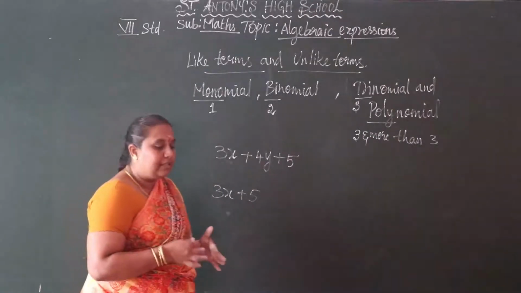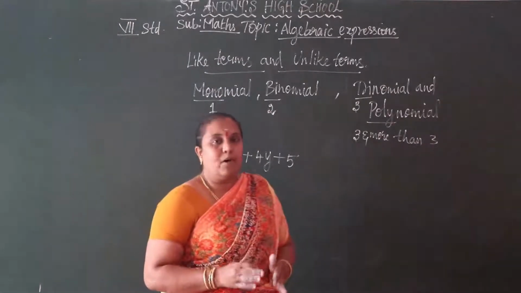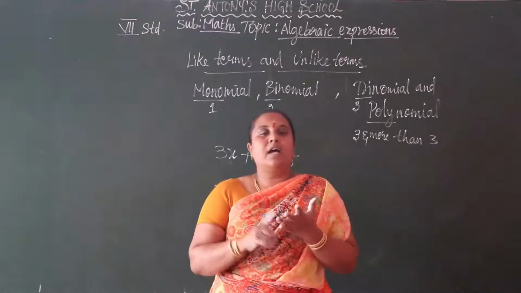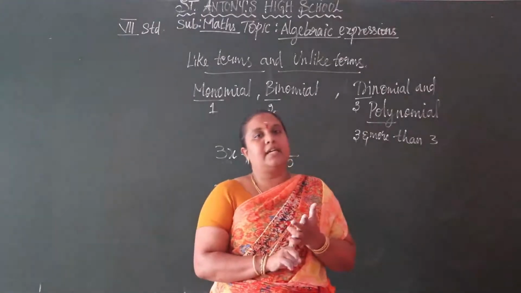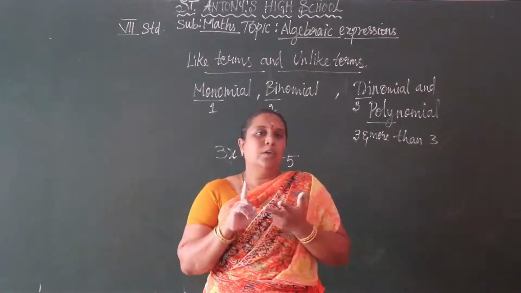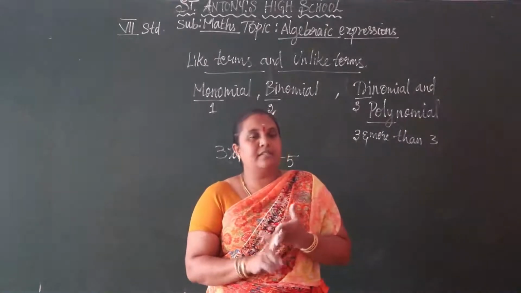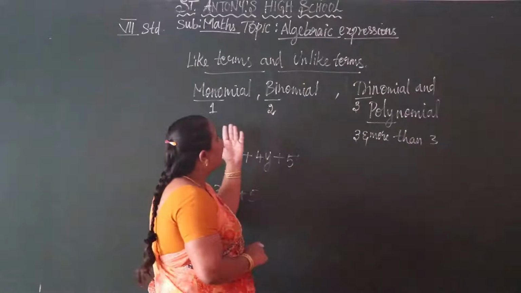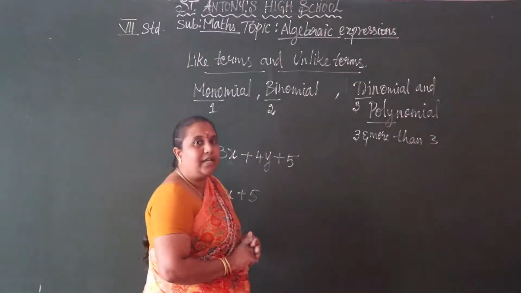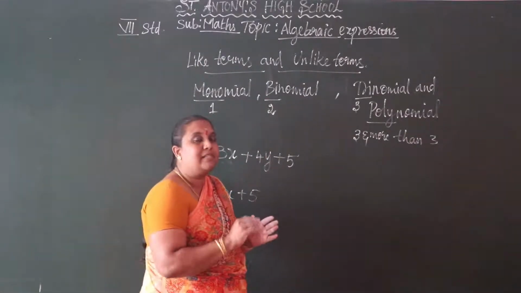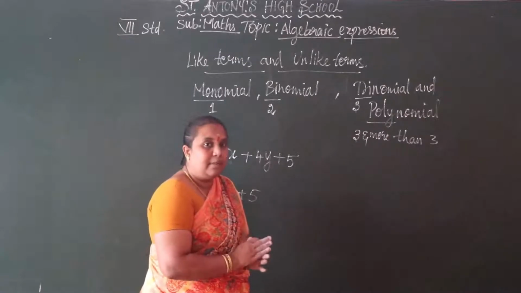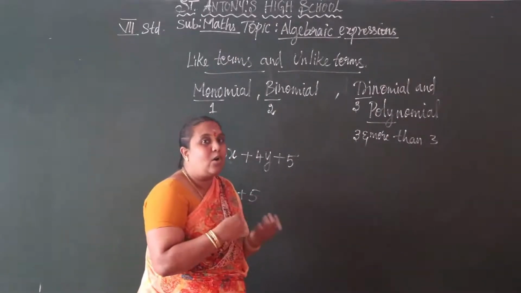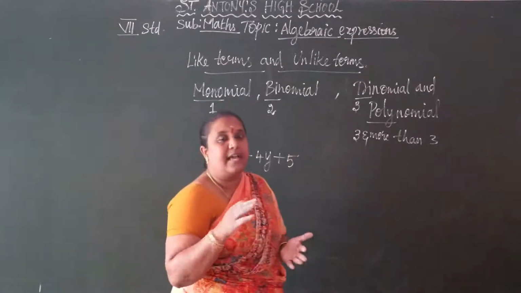Now in this class we will learn what an expression is, what terms are and how the terms are divided in an expression, and what the coefficients and factors are. And then like terms and unlike terms. Like terms means based on the variable. Based on the variable, and without a variable we have a constant term, which are like terms.